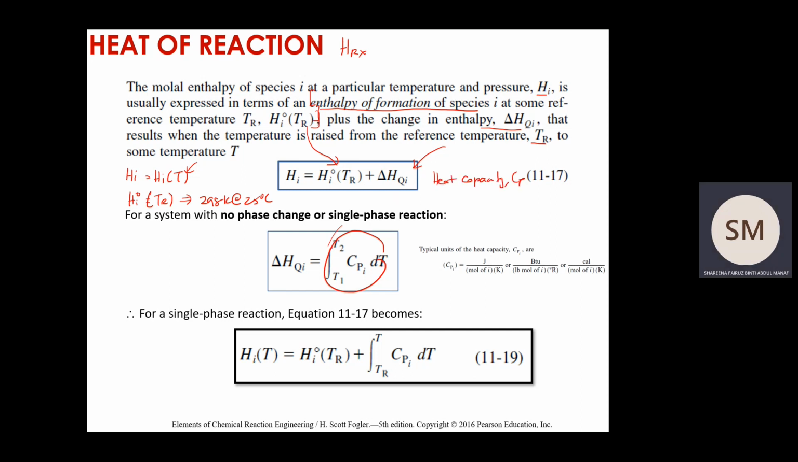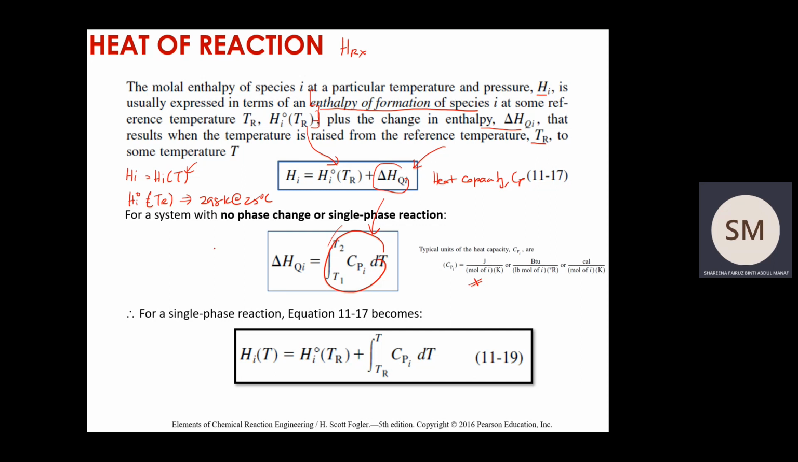Denoted with Cp. For a system with no phase change, or single phase reaction, this term can be replaced with the integration of the Cp with respect to the temperature. So this would be the unit for the Cp. So just substitute the delta H_Qi into this and it will become Hi, the enthalpy of any species i at any temperature, equal to the enthalpy at the standard or reference temperature plus the integration of the heat capacity.